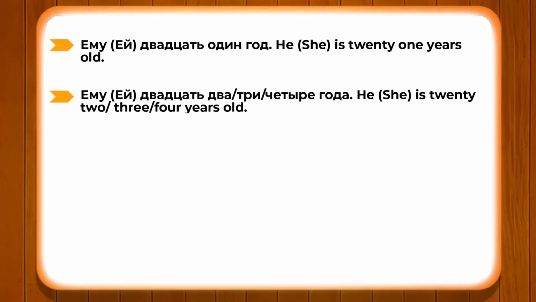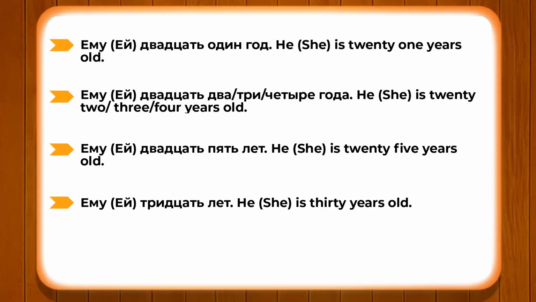Alright, now let's go ahead and pay attention to some more constructions we have. For example, we have Ему 21 год. He is 21 years old. We can also replace it with Ей 21 год. She is 21 years old. Then we have Ему 22, 23, 24 года. He or she is 22, 23 or 24 years old. Then Ему or Ей 25 лет.